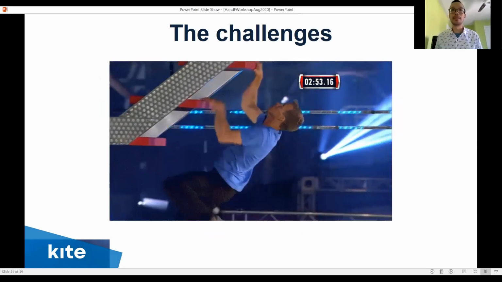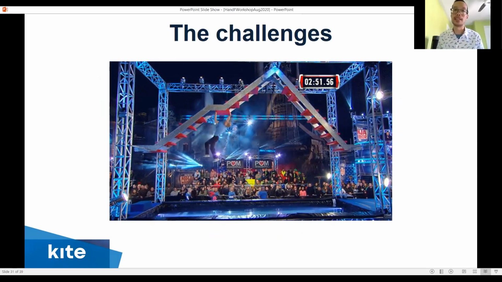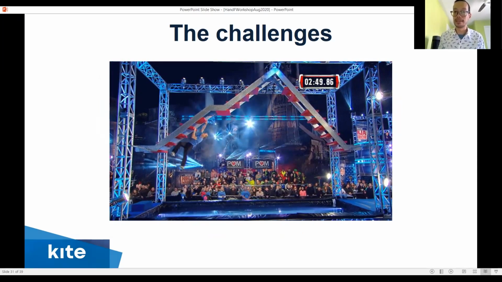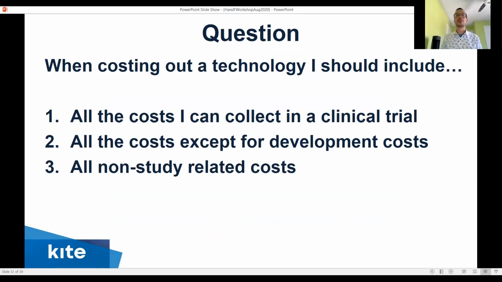And that is to talk about some of the challenges of conducting economic analysis when we're dealing with monitoring technologies. Let's start off with a question. If you were to cost out a monitoring technology, what would you include in your cost analysis? Here are some options. You can collect all the costs that you possibly can in a clinical trial. So run it with a clinical trial, collect all the costs, and that way you cost out the technology. Or maybe it's all these costs from the clinical trial, but you have to exclude the development costs, the cost of developing the technology. Or maybe none of the clinical trial costs can be included. All you have to do is include all non-study related costs.